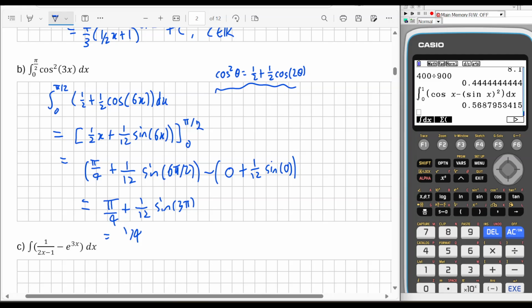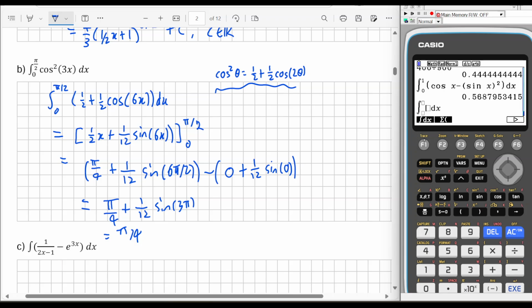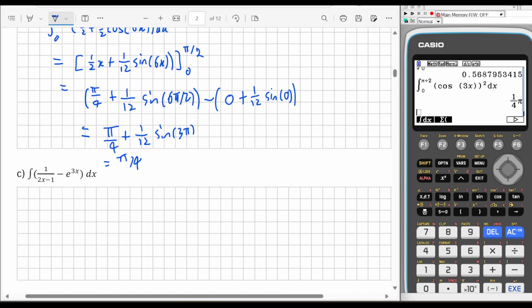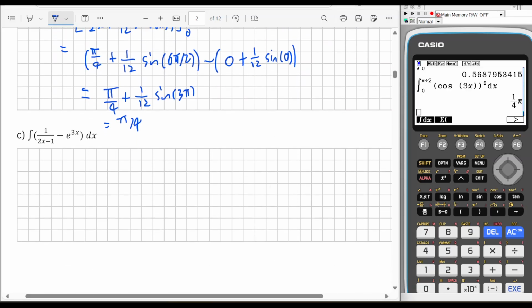So let's check if this integral is correct. You absolutely should do definite integrals on your calculator to make sure. So we had cos of 3x. We're going to square that whole thing. And we're integrating it from 0 all the way up to pi over 2. And hopefully I get pi over 4. Yes, I do. Okay. You don't need to write square units since it's just a definite integral.